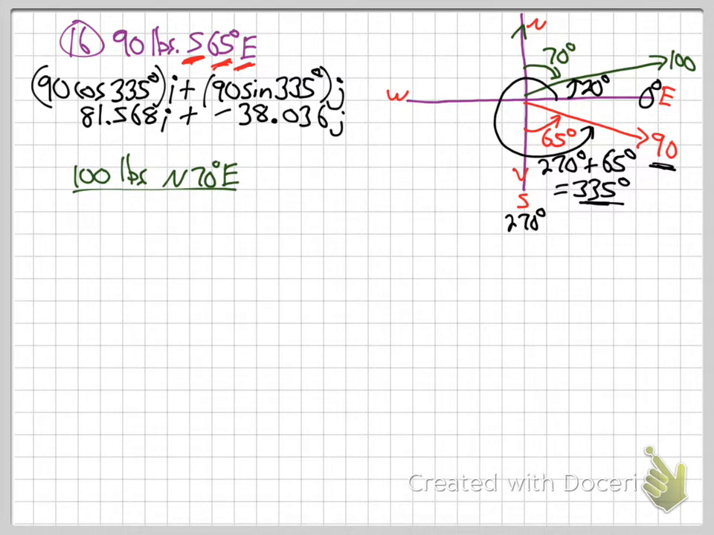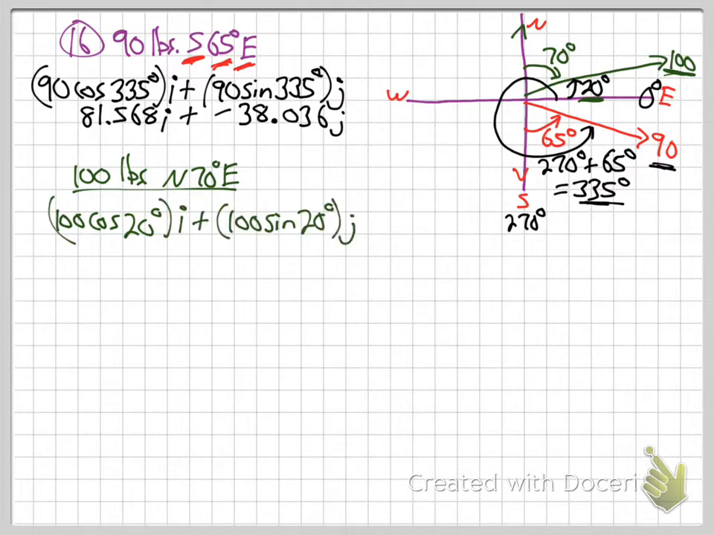Okay, now let's come on down and do the second vector. Same thing here. It's going to be 100 cosine. What's the actual angle? 20 degrees, right? From 0. 20 degrees i plus 100 sine 20 degrees j. So let's crank that out. I'm getting 93.969 i plus 100 sine 20. I'm getting 34.202 j.